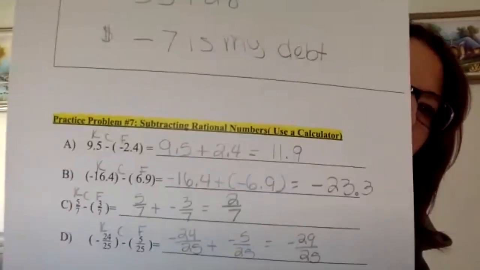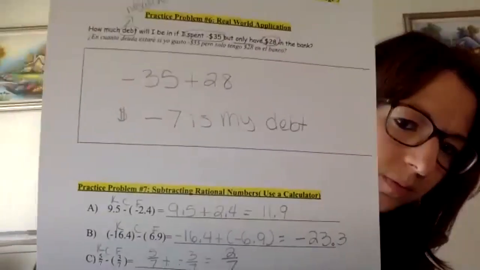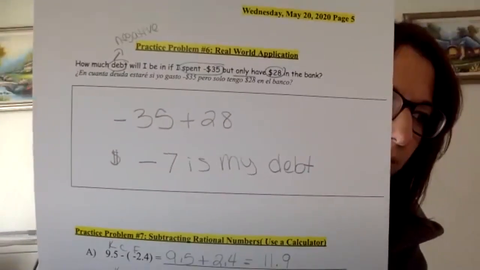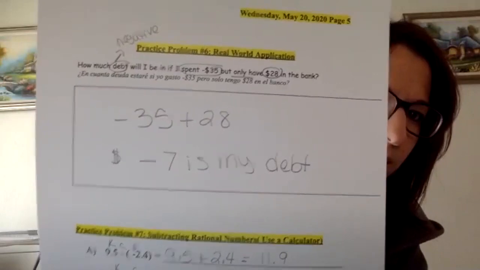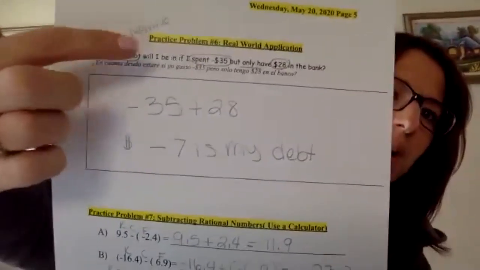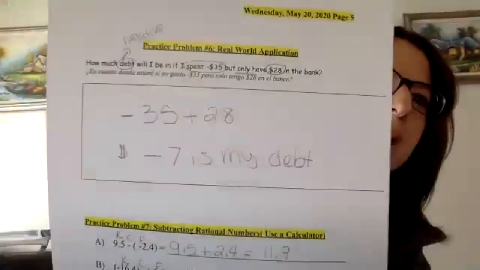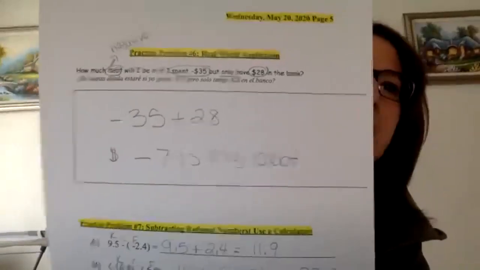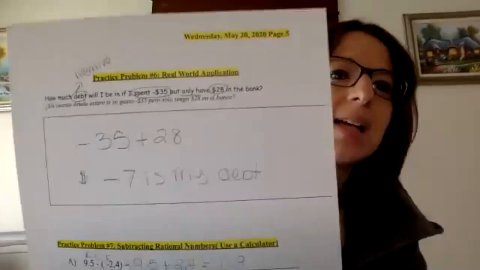Okay, here it says you're going to use a calculator. I'm going to teach you how to subtract integers now. If you also saw, I annotated and I put debt was negative. When you spend money, it's negative money taken away. When you gain money, you earn it. It's positive. All right, so now we're going to look at when we subtract a rational number.